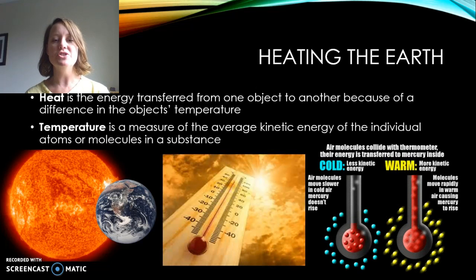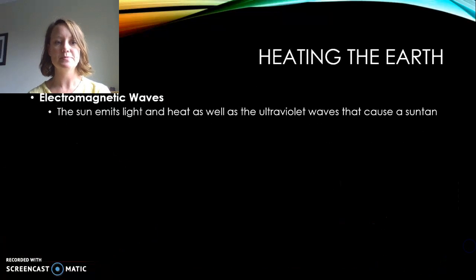Temperature is a measure of the average kinetic energy of atoms or molecules in a substance. So temperature and heat are a little bit different. If you see in the diagram in our animation down here, something that is warm has more energy, so the molecules move rapidly, which causes the mercury to rise in the thermometer. So heat affects the temperature, but temperature has to do with the movement of molecules.